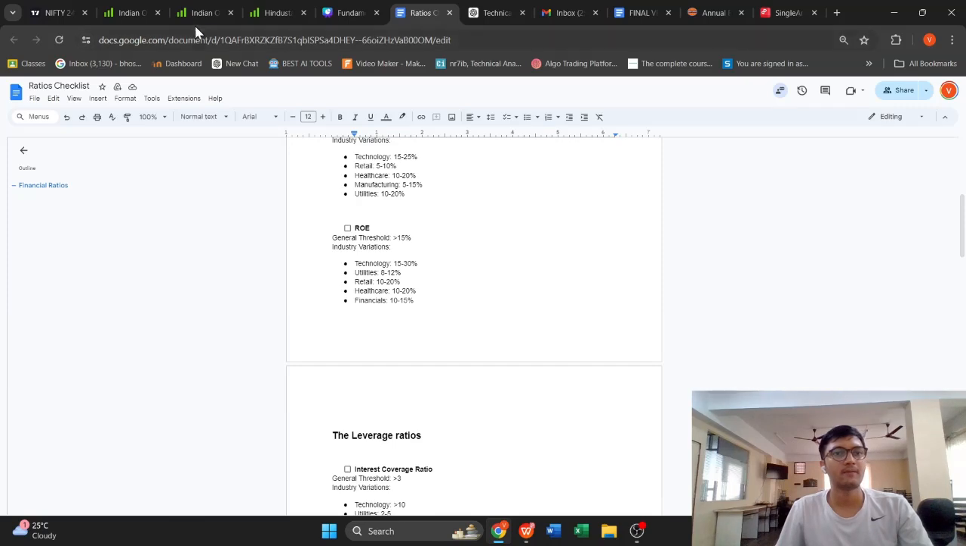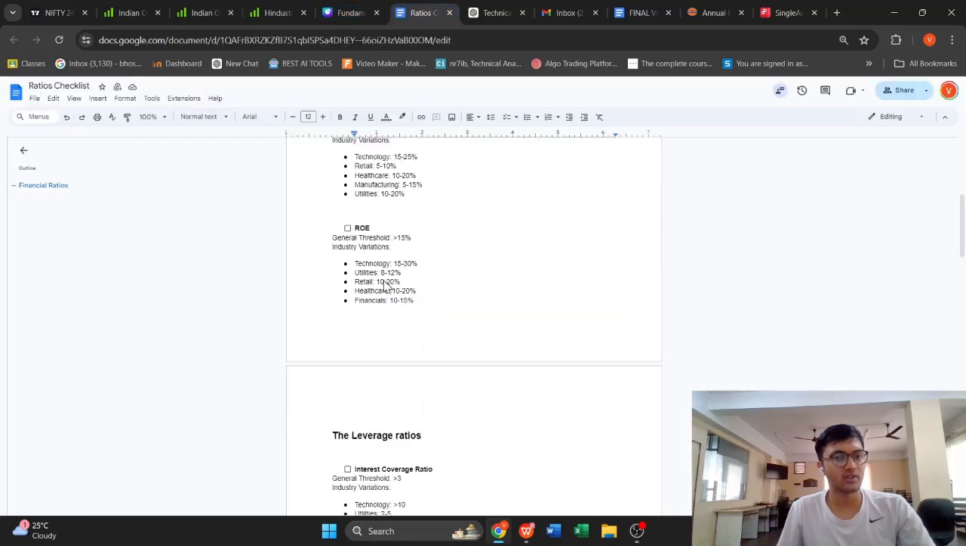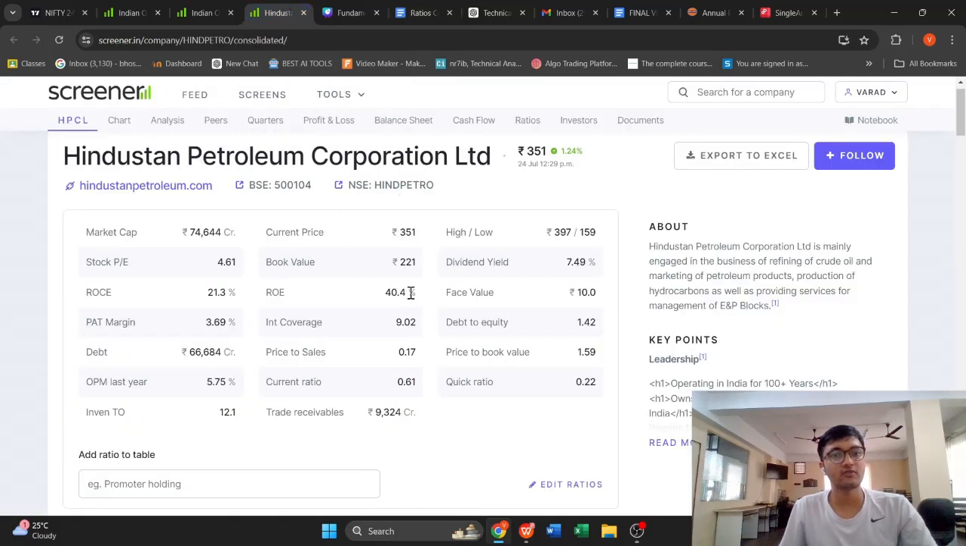Then it is ROE. So at the end of the day, who is able to get more income compared to the equity that the people have put in? You see the ROE of IOCL is 25%. So it is actually very good. A threshold of 15% is very good in case of ROE. But here comes the difference. HPCL ROE is 40%, and you see the operating profit margins or the PAT margins are not better than IOCL, but the return on equity is.